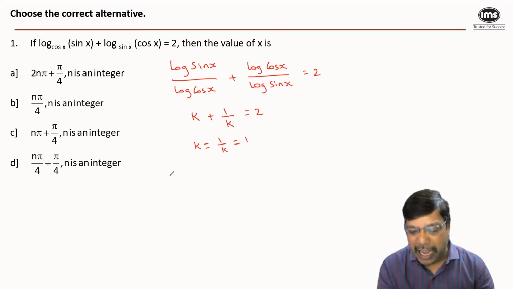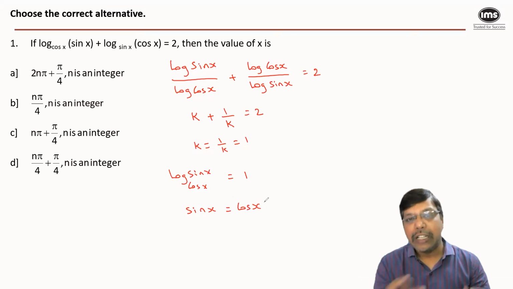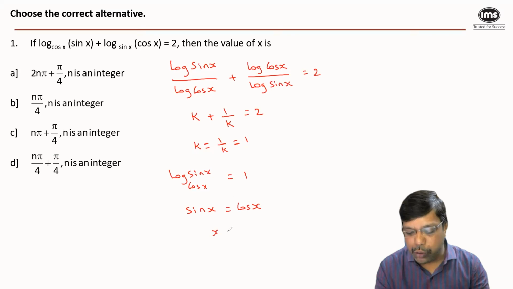Thereby, I can say log sin x base cos x is equal to 1. So, by the definition of logarithms, I can say sin x is equal to cos x. And all of us know that sin and cos will be equal in value and sign when x is equal to 45 degrees, or rather pi by 4.